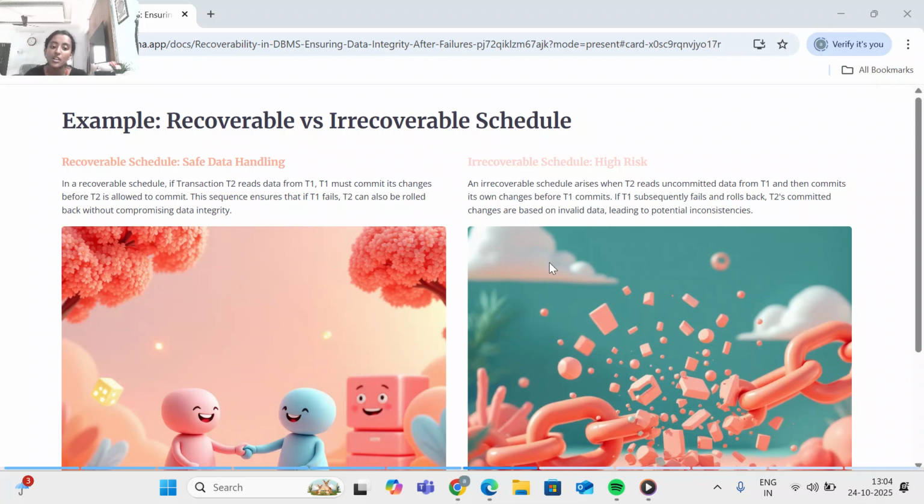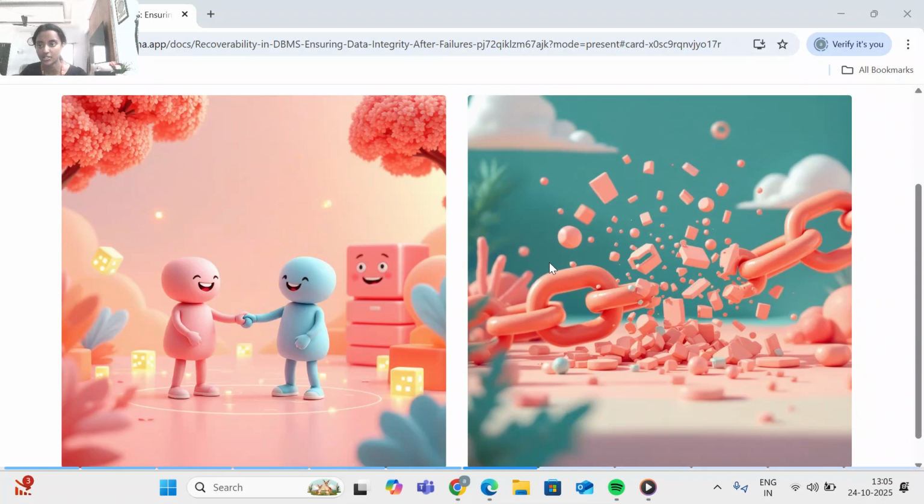Irrecoverable schedule, which is high risk: an irrecoverable schedule arises when T2 reads uncommitted data from T1 and then commits its own changes before T1 commits. If T1 subsequently fails and rolls back, T2's committed changes are based on invalid data, leading to potential inconsistencies.